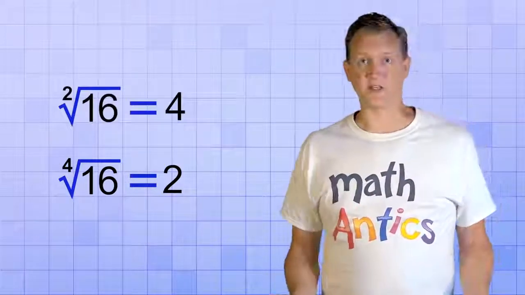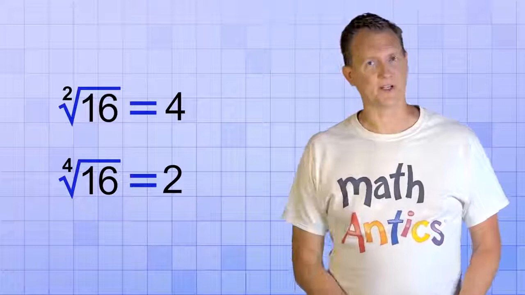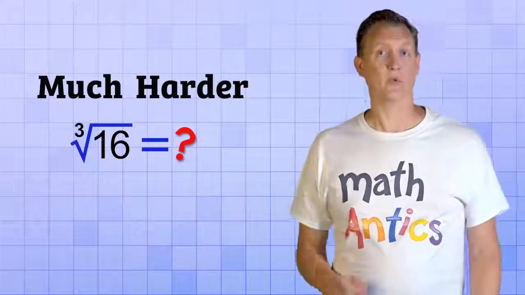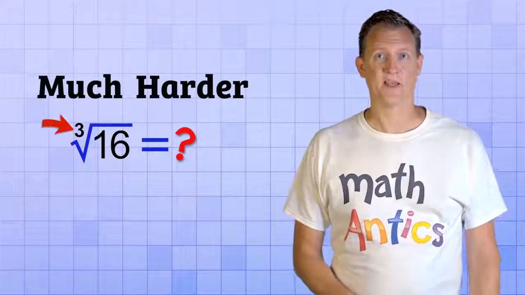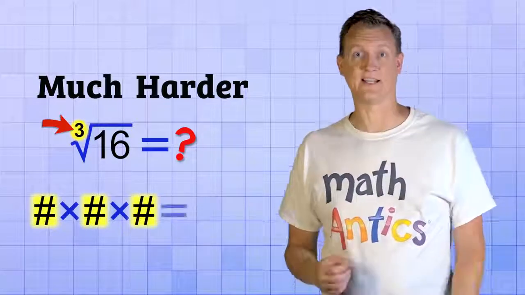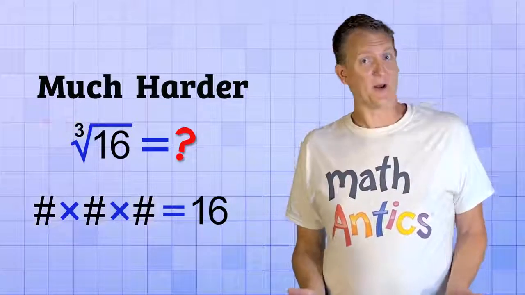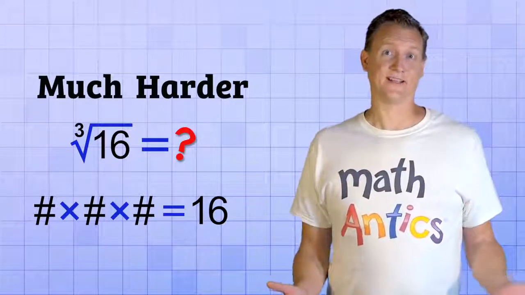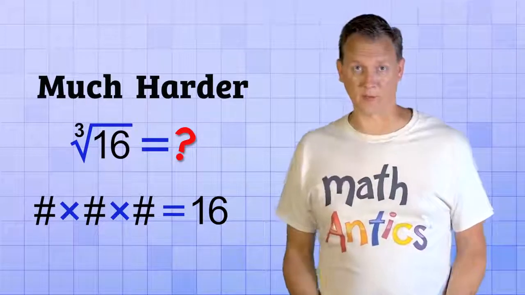Both those roots were pretty easy to figure out, right? But unfortunately, figuring out roots in math can be much harder. For example, what if we had this problem instead? Root 3 of 16. That means we need to figure out what number we can multiply together 3 times to get 16. Can you think of a number like that? No, I can't either. And unfortunately, it's not easy to calculate what that number would be.